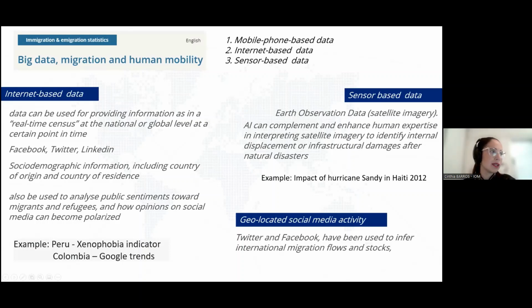And this one is Earth observation data, mostly satellite images, but in IOM we even use drones to take pictures of the borders of the countries. And here we have a strategy that uses both internet and geolocalization in the social media too.